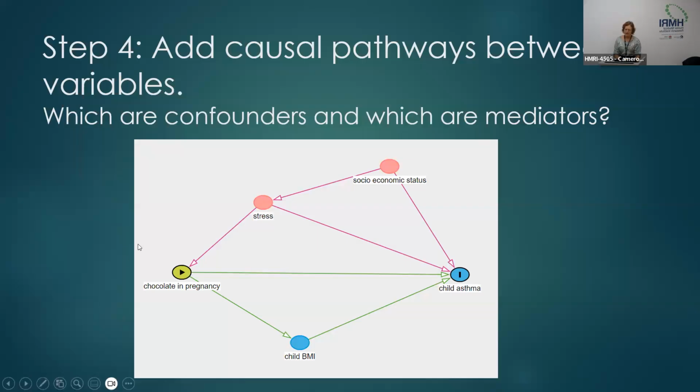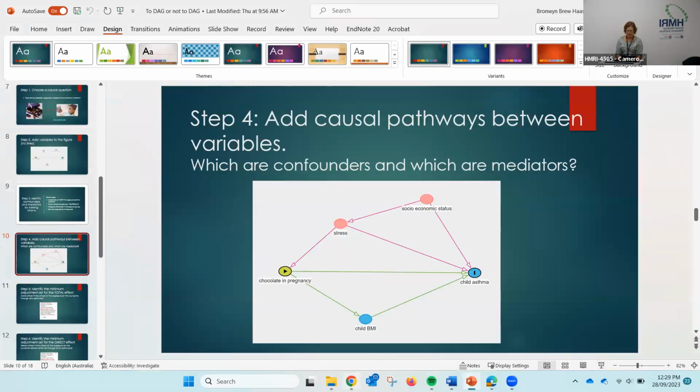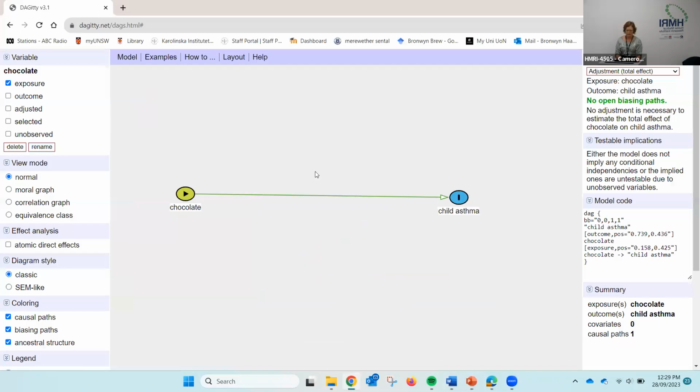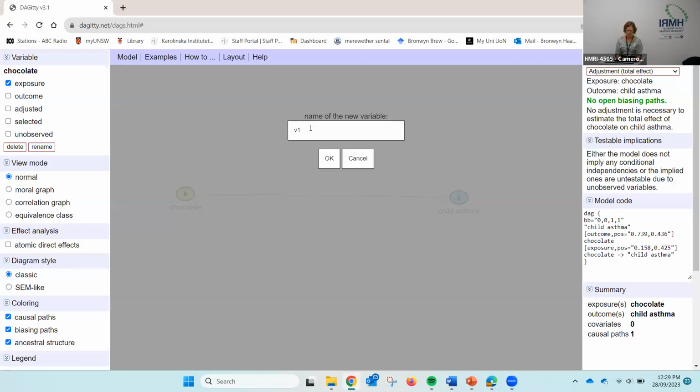Okay, so now we're going to add the causal pathway. I want to take you back to my example and show you first, and then I want you to have a go at yours. So I have here childhood asthma.